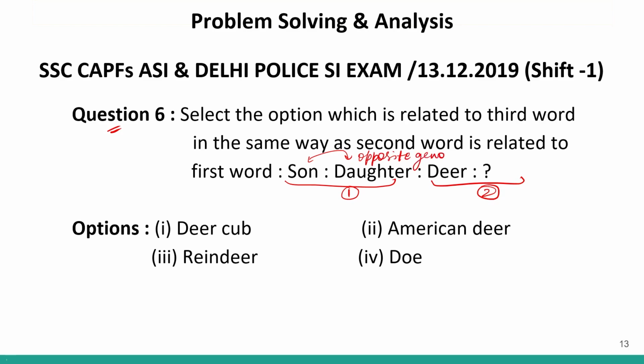Correct? How are son and daughter related? They are opposite genders, where son is male and daughter is female. Now, deer is male. So we have to find the opposite gender of deer, which is the female. And female deer is called a doe. So the opposite word will be doe. So doe will be the correct answer, which is option number 4.